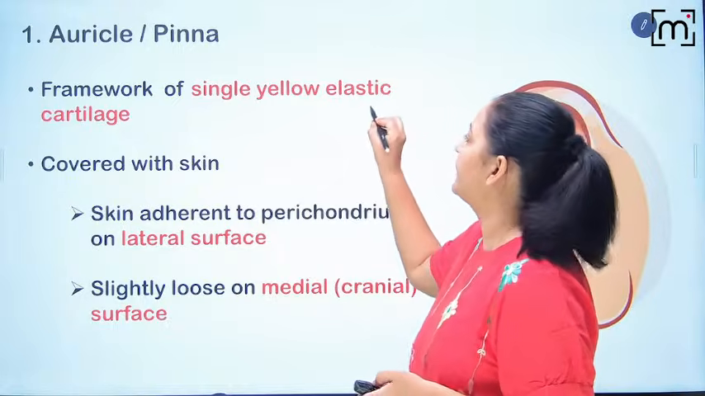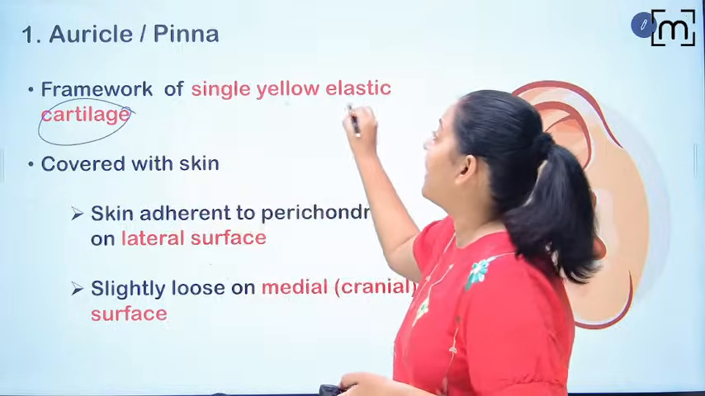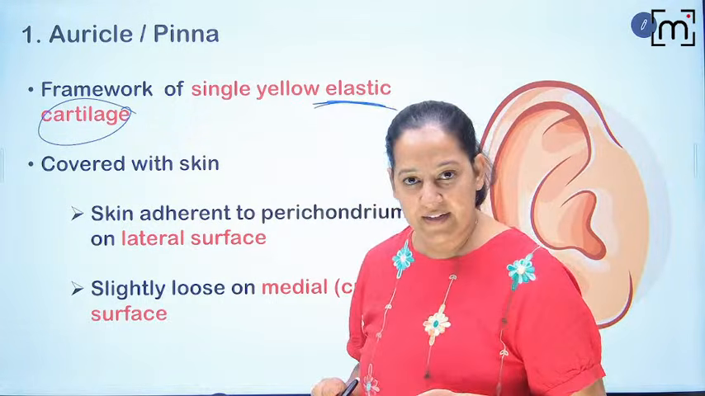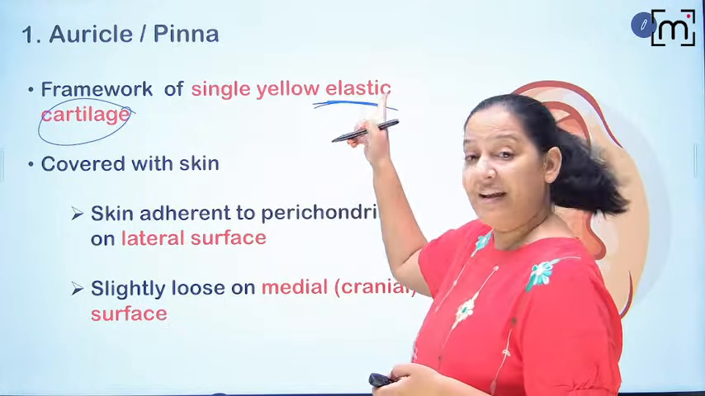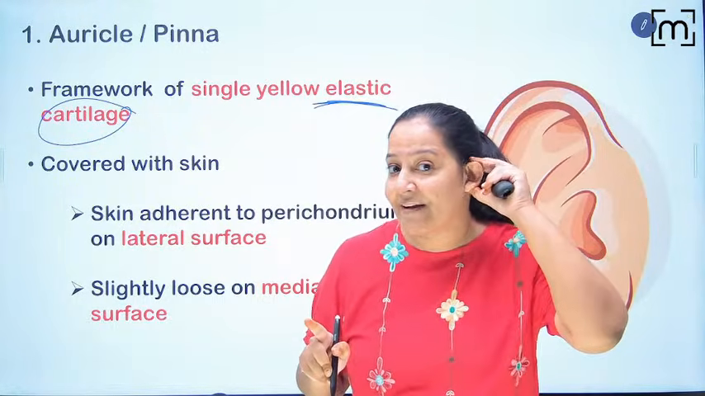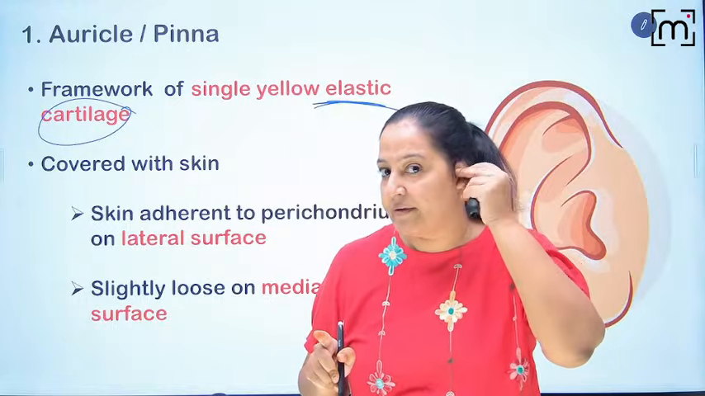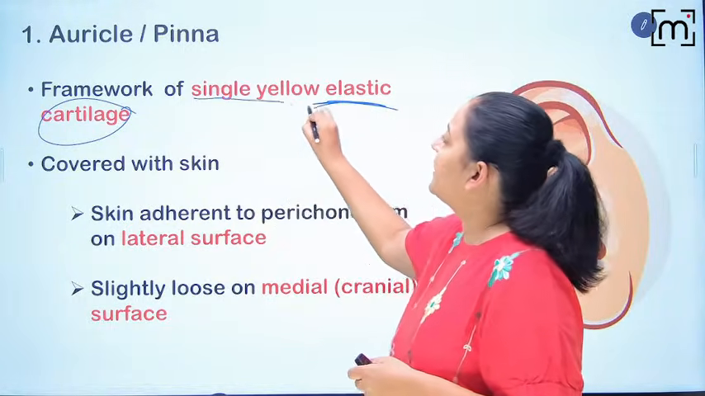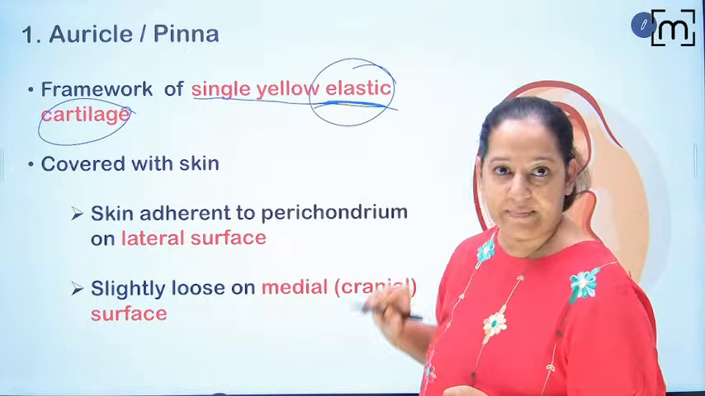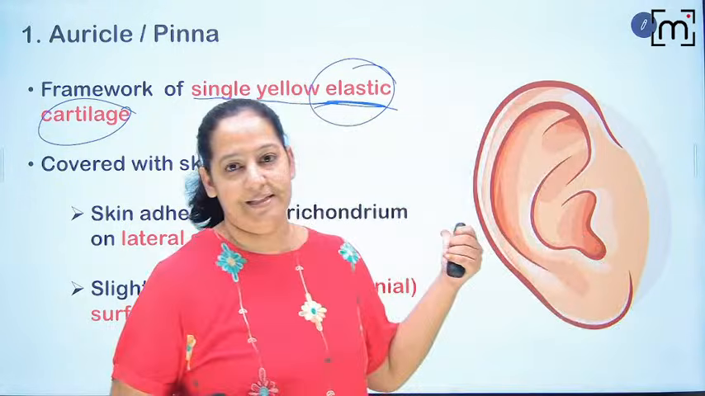It is made up of cartilage. Which cartilage? Elastic cartilage. You know the various types of cartilage? Yes or no, in histology? So it is made up of elastic cartilage. The most important thing, it's a single cartilage. The complete pinna, you can move it like this. You can roll it like this. The complete pinna is made up of single yellow elastic cartilage. It's an MCQ. You can see this is pinna.